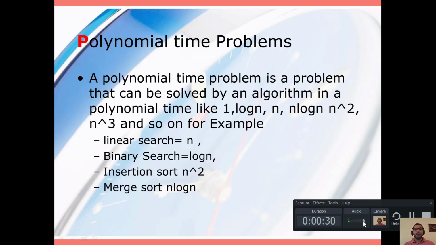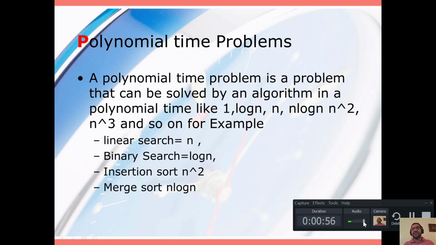a polynomial time problem is a problem that I can solve in polynomial time, meaning 1 or log n or n log n or n square or n cubic. I can find, or I found, an algorithm that solves this kind of problem in polynomial time.